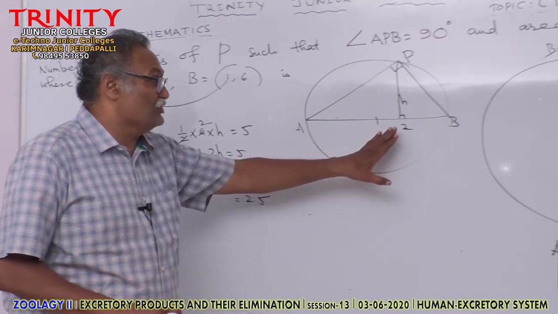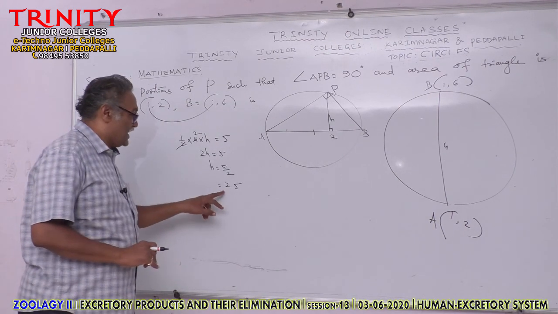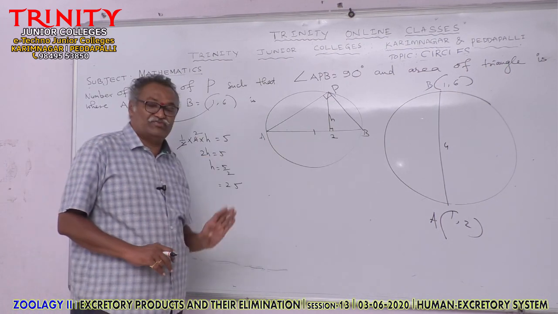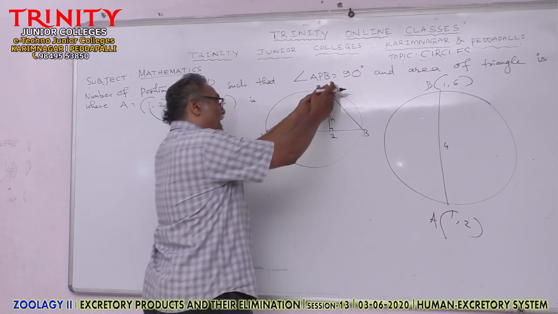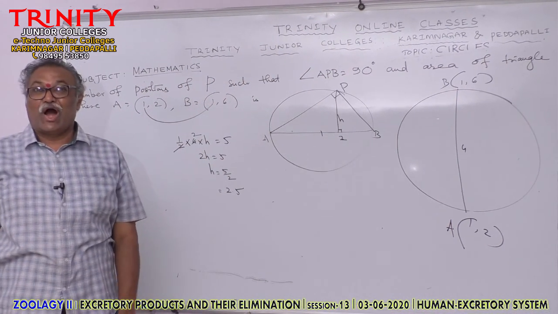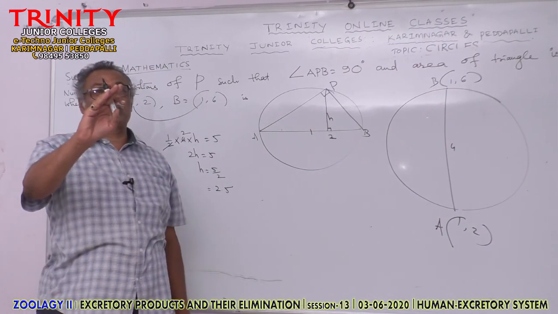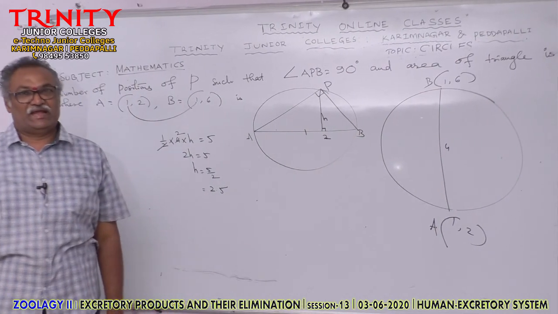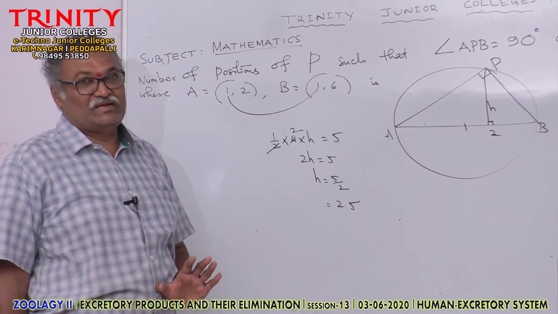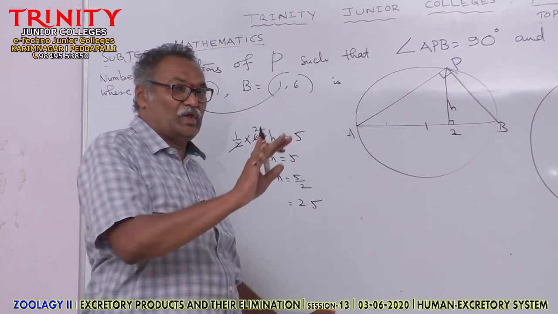Radius of the circle is 2 units. Observe here, the height of the triangle is 2.5 while the radius of the circle is 2 units. So here P lies outside the circle. In that case, angle APB is not equal to 90 degrees. It is not satisfying the given condition. So the number of possible positions for P is 0.